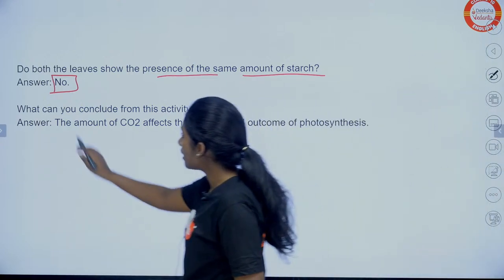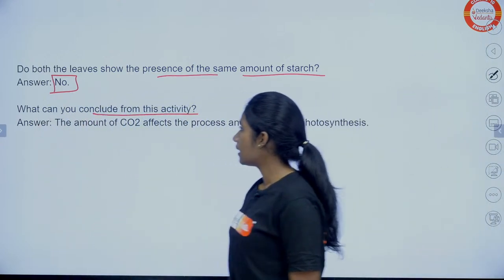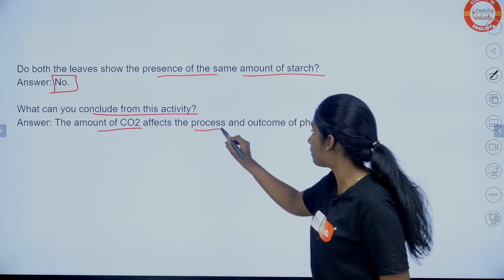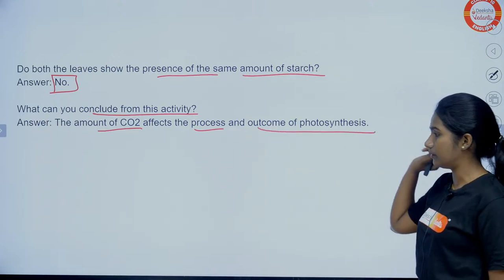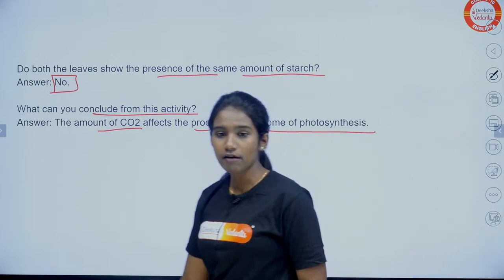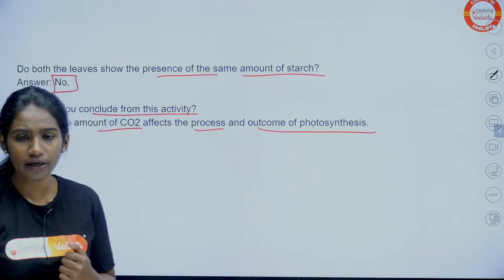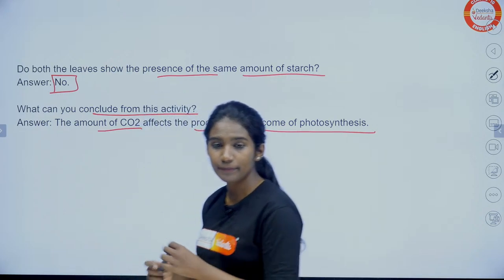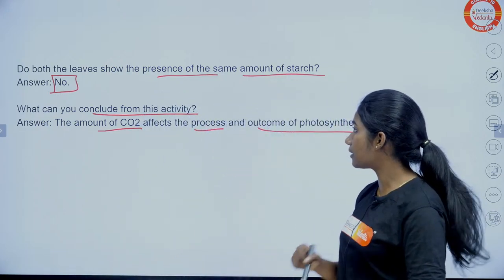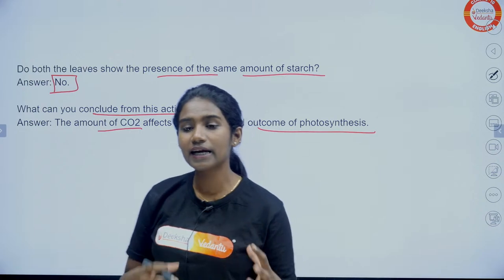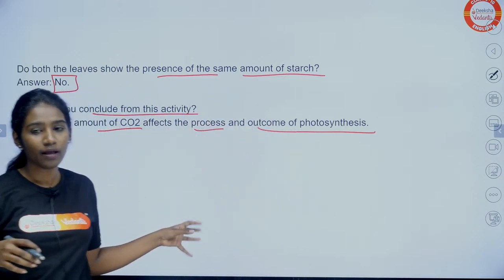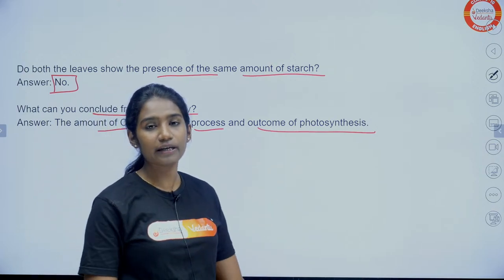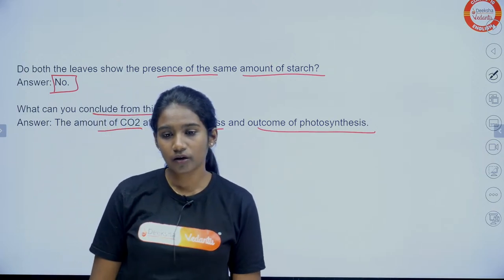And then the next question: what can you conclude from this activity? Here, the amount of carbon dioxide affects the process and outcome of photosynthesis. Clear with that, students? Do you have any doubts with this? Any doubts from this activity, students? Because it is very important for you all to understand what is happening in that activity, because you get most of the competency based questions from activities only.